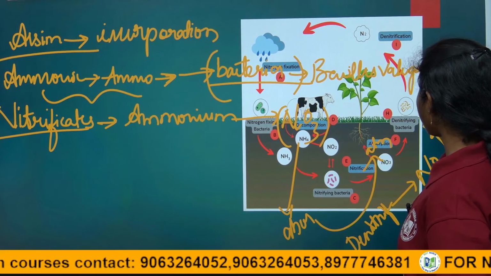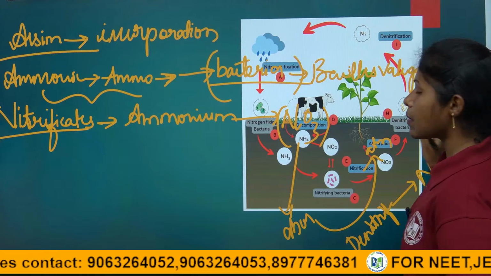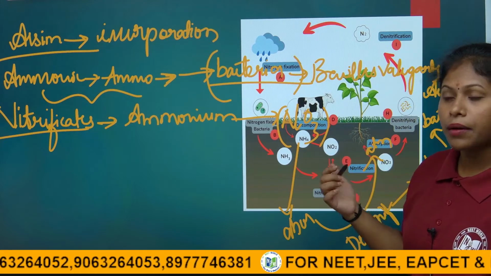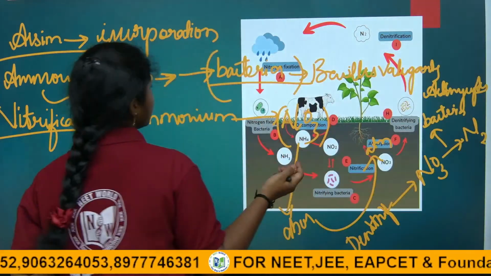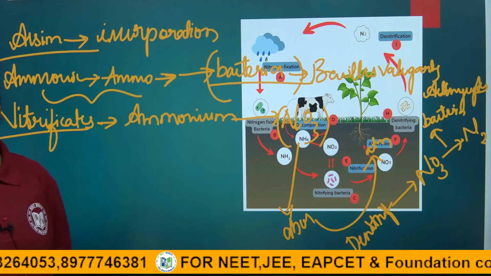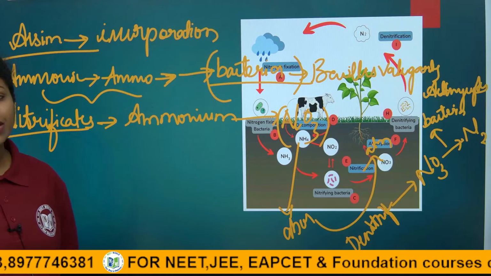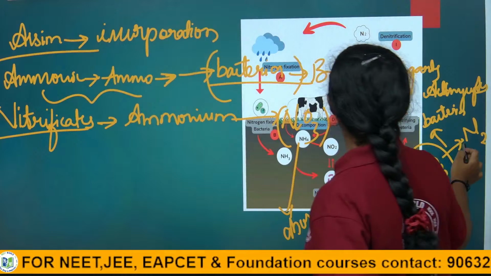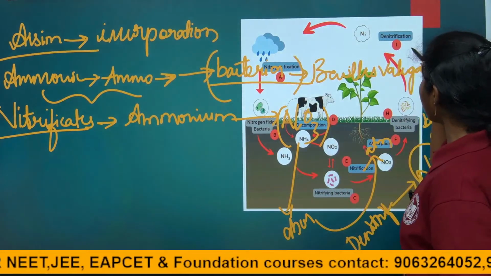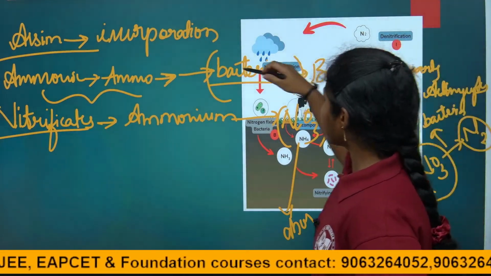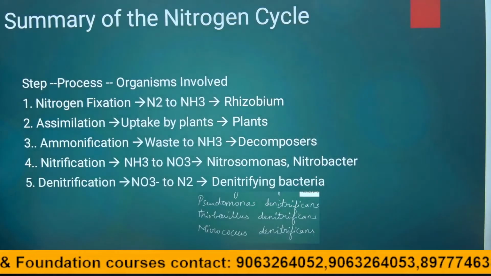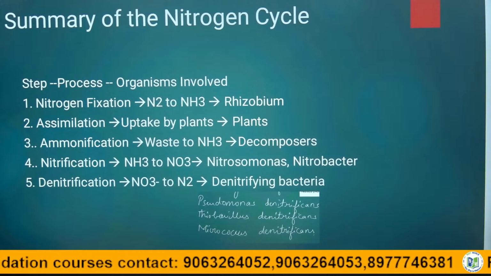What is an example of that bacteria? The example of that bacteria is Pseudomonas, okay, Nitrobacter. These are the bacteria which are involved in the conversion of nitrates into nitrogen, getting it back into the atmosphere. So let's summarize this, children. These are the 5 steps involved in the nitrogen cycle.